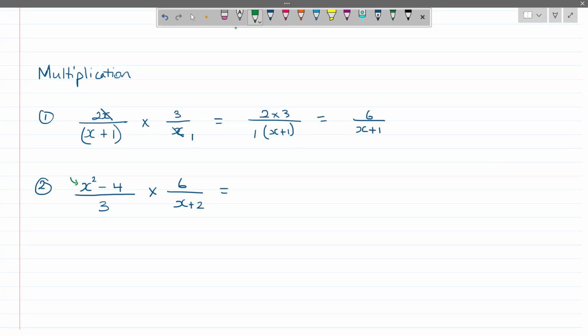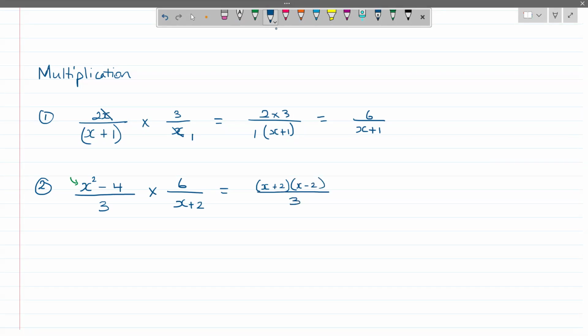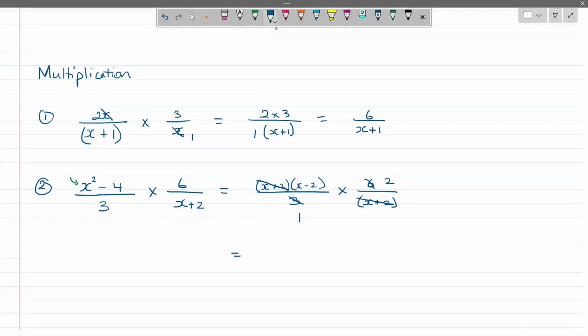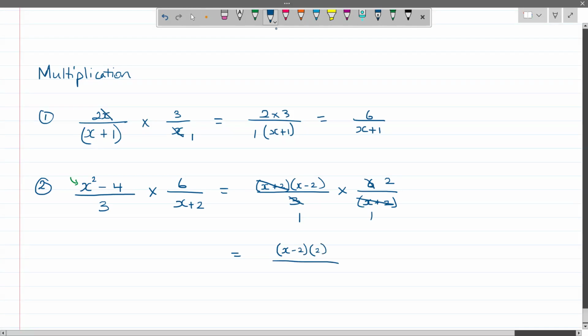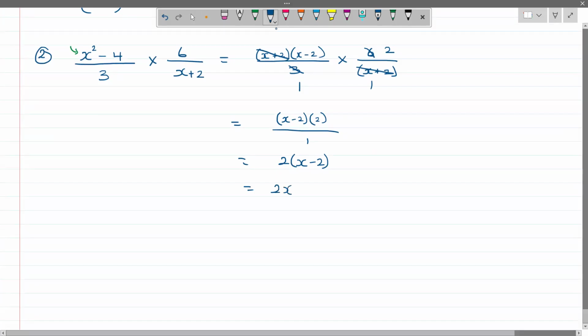This can be factorized. We have x squared minus 4, which is the difference of two squares. We could write this as x plus 2 by x minus 2, multiplied by 6 over x plus 2. This is going to give us the opportunity to cancel this with this. And we will get 2 over 1. Write it like this. Or we could even expand it out as 2x minus.